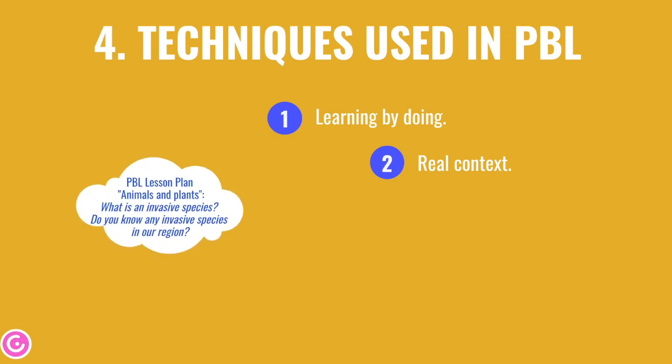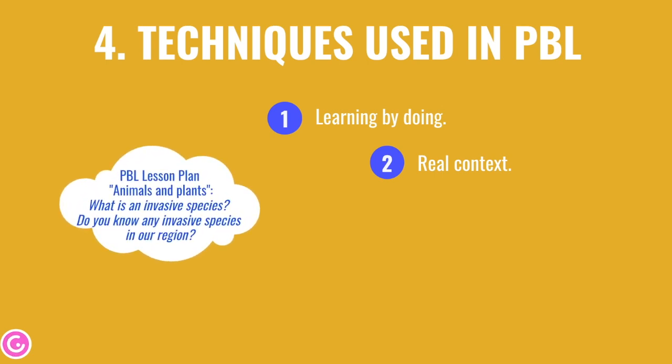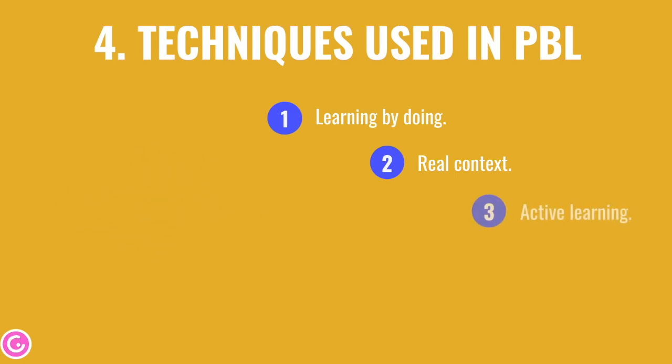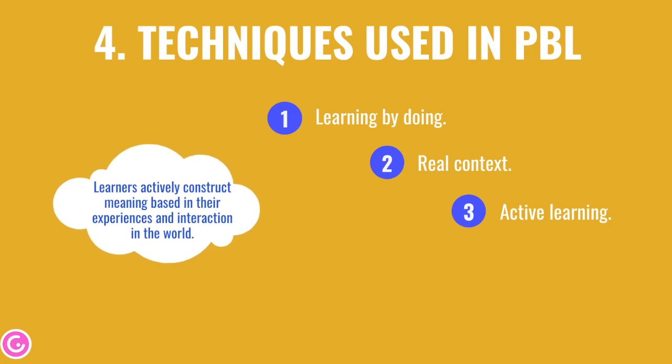For instance, in the PBL lesson plan Animals and Plants, the concept of invasive species can be related to their own context. For example, by asking questions such as, "What is an invasive species? Can you give me an example? Do you know any invasive species in our region?" Active learning: while learning by doing, learners actively construct meaning based on their experiences and interaction in the world.